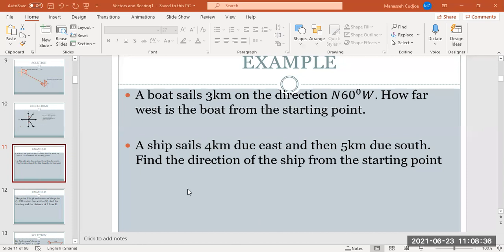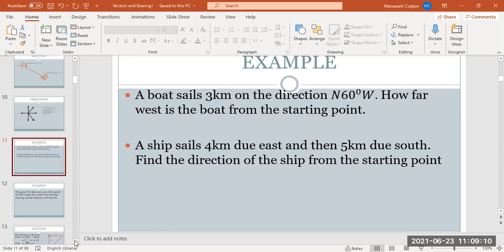Now you find the direction of the ship from the starting point. So I recommend you use north something east or north something west, or south something east or south something west. That's typically not giving a bearing angle, but in this case, we are making use of the direction, the north and the south with reference to the east and the west. So let's do this in our groups and we can share our ideas later. All right, so let's make progress.